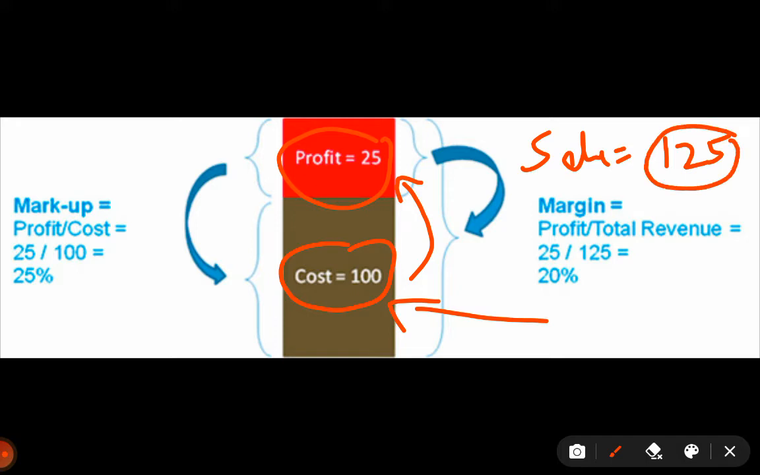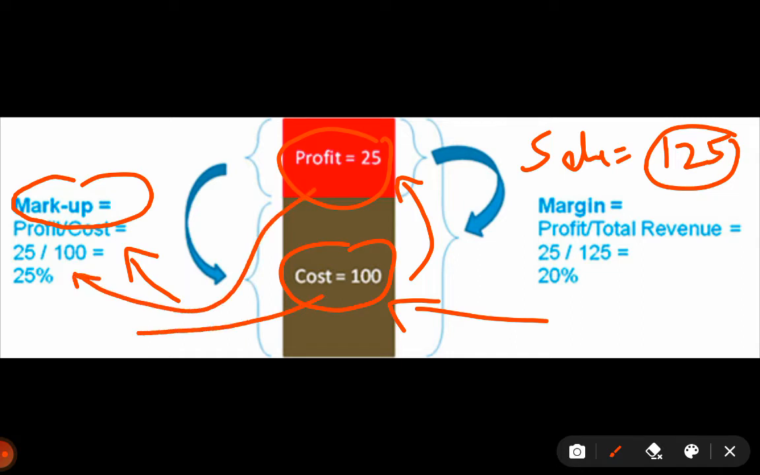Now remember that whenever we are talking about markup, it is always profit in relation to cost. And in our case, the profit was 25, and the cost was 100. So the markup in our case was 25 divided by 100, multiplied by 100 to convert it into a percentage, which equals 25%. So our markup is 25%.